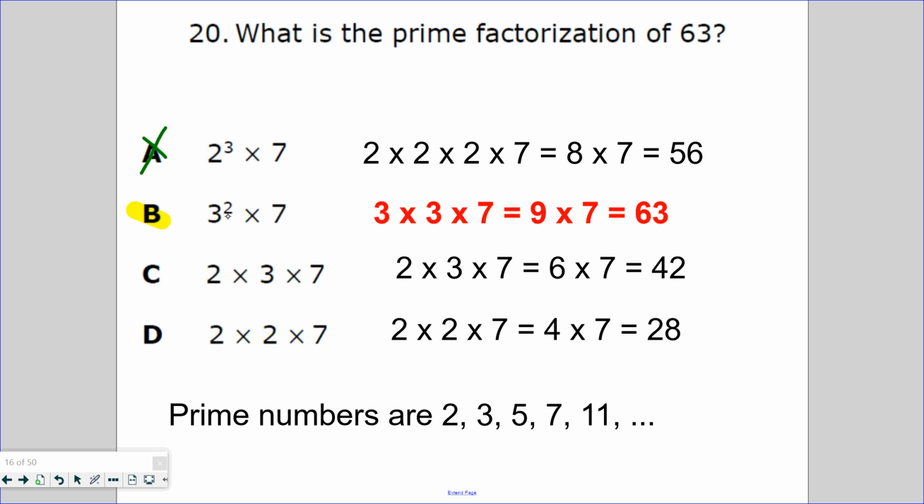3 times 3 times 7. 3 times 3 is 9. 9 times 7 is 63. B makes sense. And the rest you can tell do not equal 63.